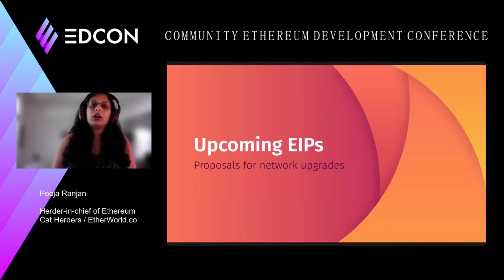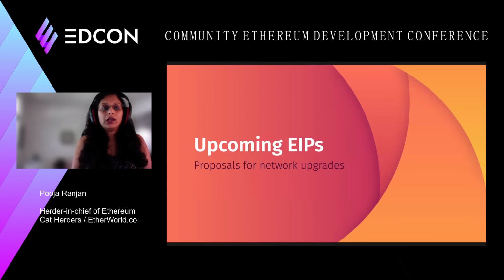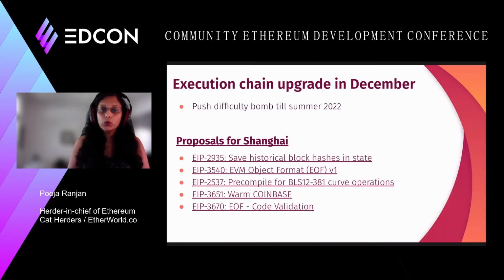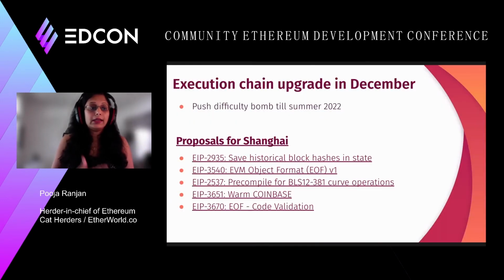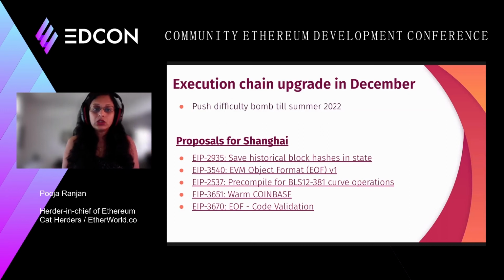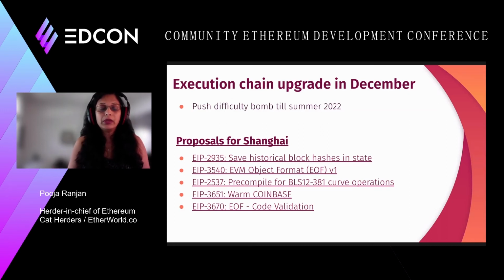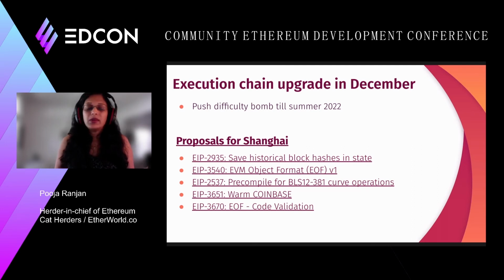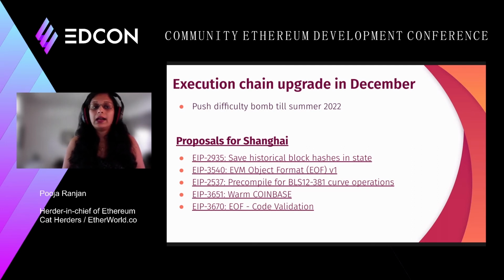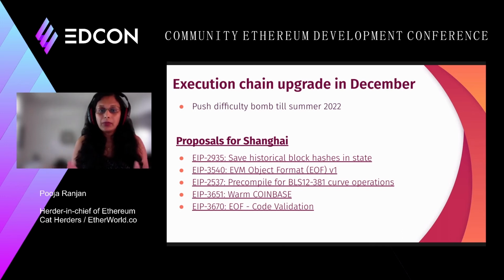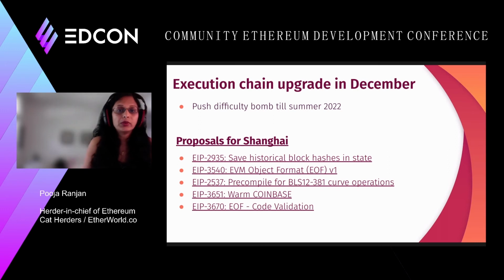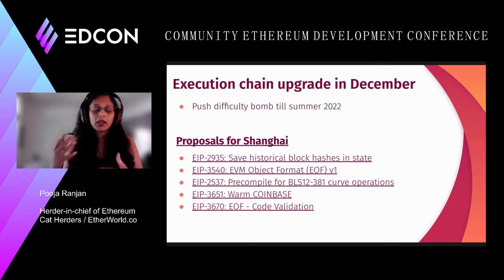Let's talk about upcoming upgrades. So far, Ethereum has already seen two major upgrades, Berlin and London. We are expecting at least two more. One is to be on the Beacon chain, and that can be expected in the month of September. And the other one, which is going to be on the proof of work chain, is somewhere around December. It has to push the difficulty bomb. The proposal is not up yet, so my wild guess is it's going to be up till summer 2022.